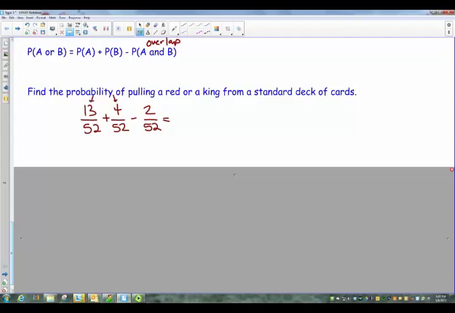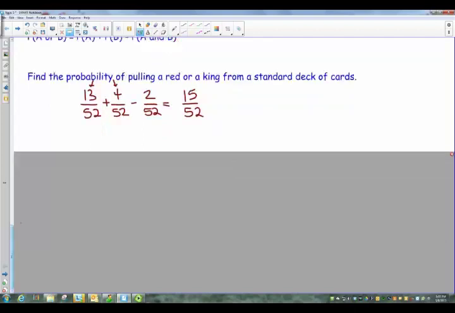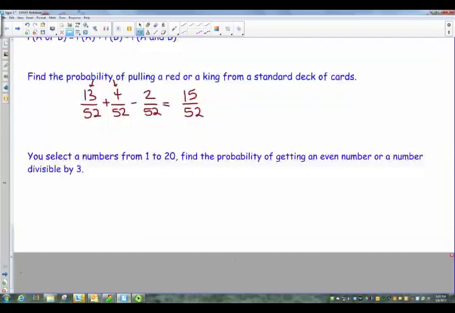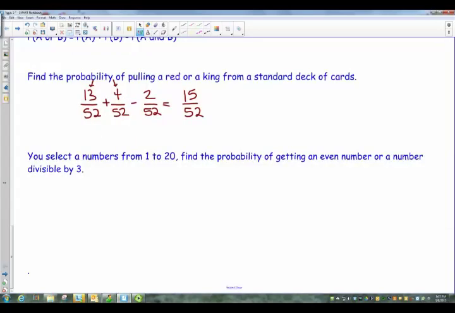So now you simplify this. You got 13 plus 4, which is 17, minus 2, which is 15. So that gives you 15 over 52. That is not something that reduces down. So there's your final answer, 15 out of 52, and you're done. All right, final one. I want you guys to try this one out on your own. Pause the video, come back in just a second.